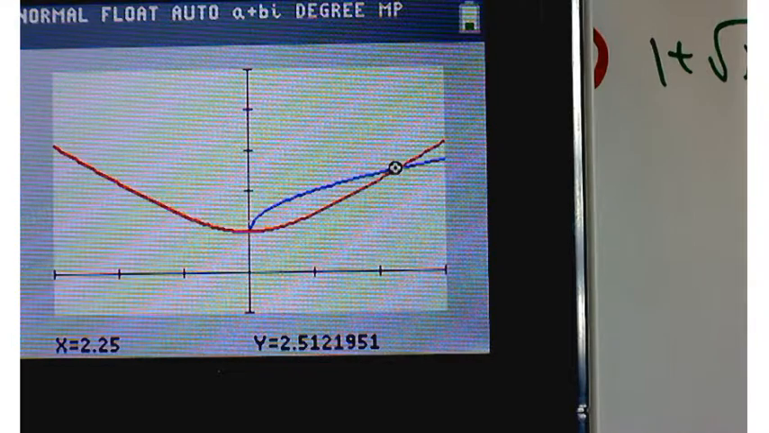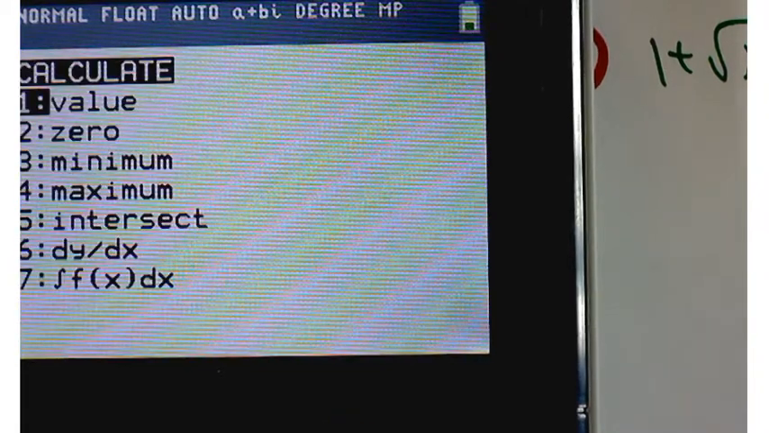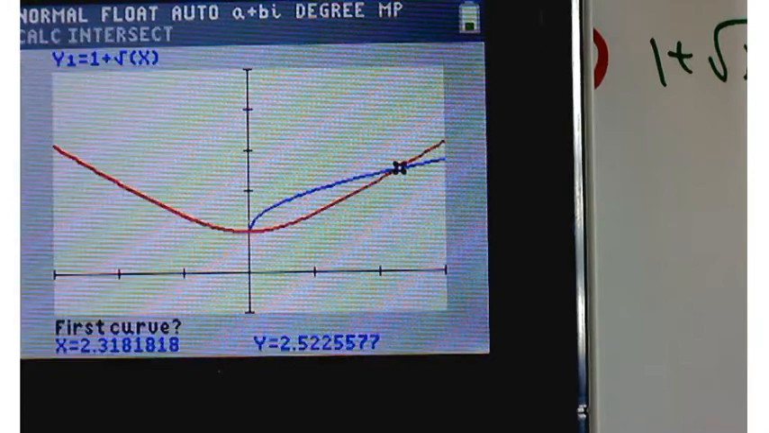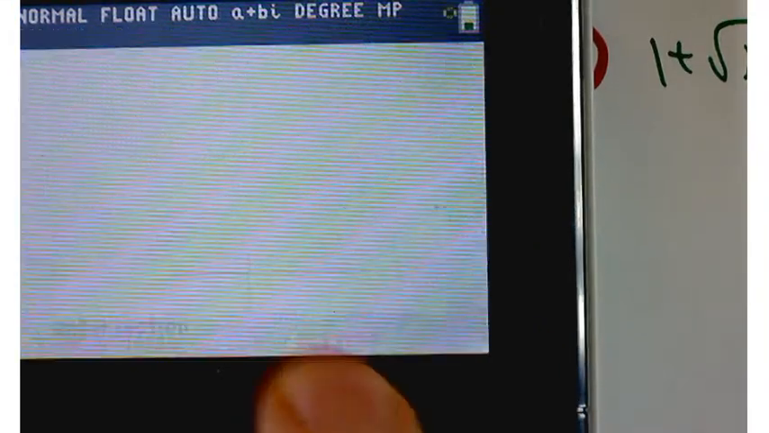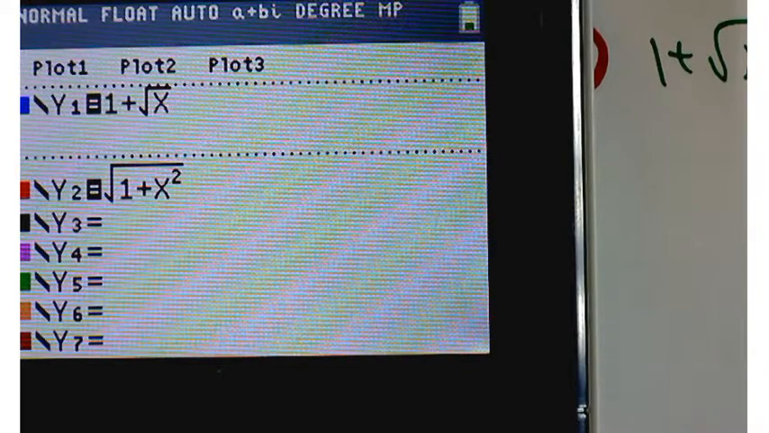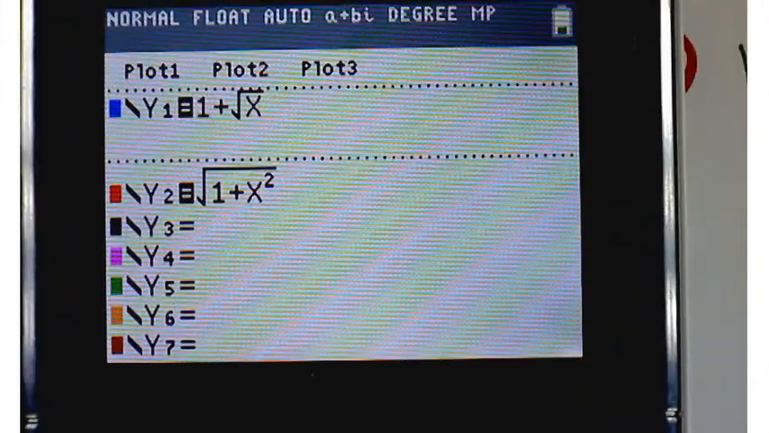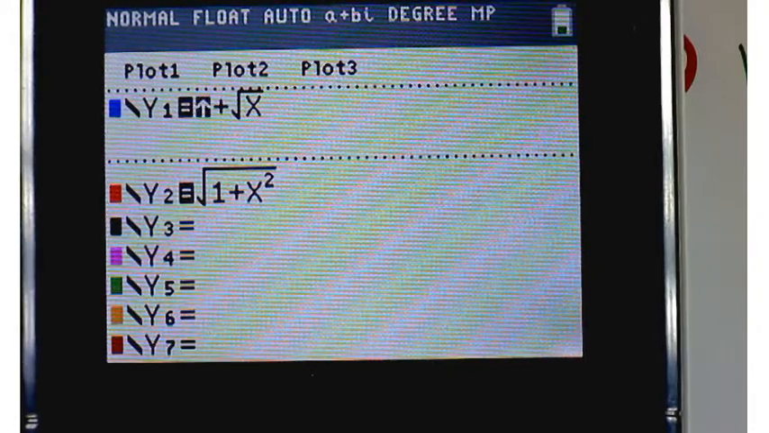Did you type in the functions correctly? I mean, when I do it this way with the enter 3 times, I'd have to look at that. I mean, it should. There really should only be one answer here, and that's the 2.31, etc.